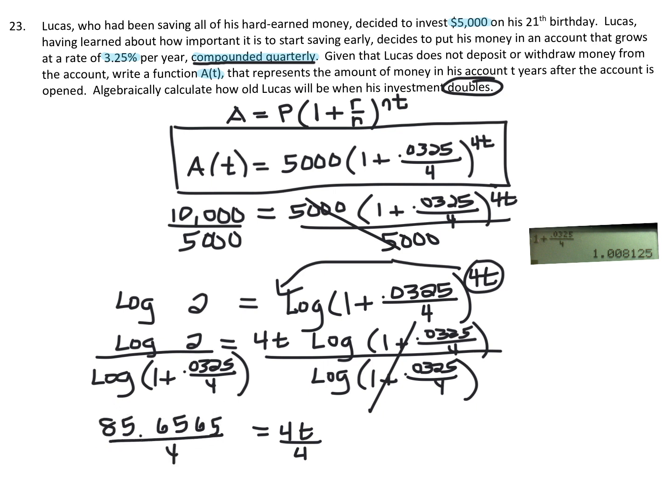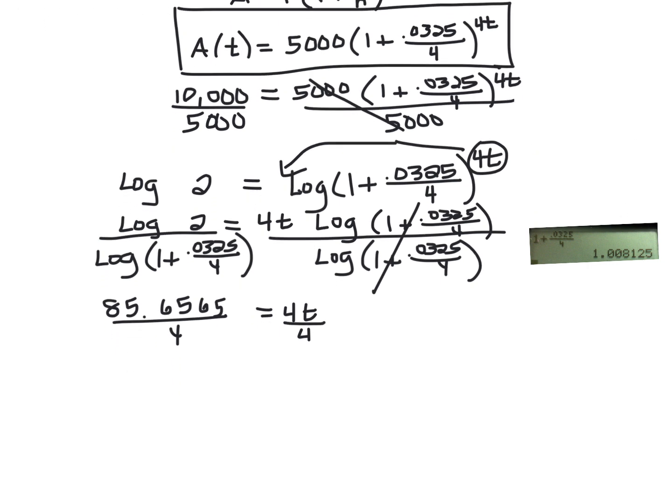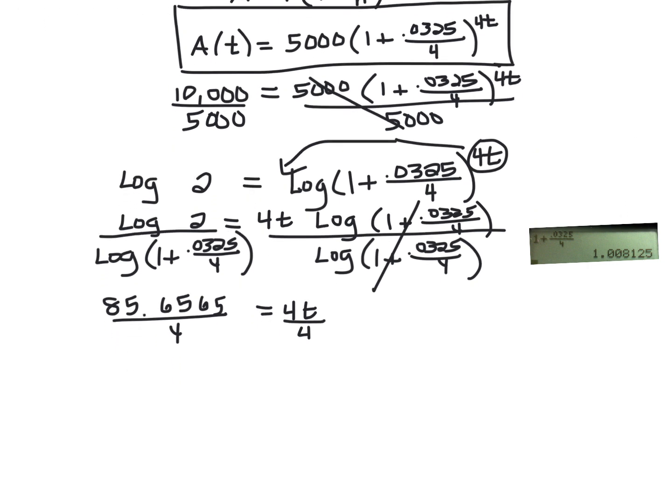Okay, now when we divide by 4, you want to take this entire value that's in your calculator, not the rounded value, and divide that by 4. So you're just going to literally take that value that's in your calculator and divide it by 4. Okay, and when you do, you get approximately, I'm still going to round to 4 decimal places, 21.4141.